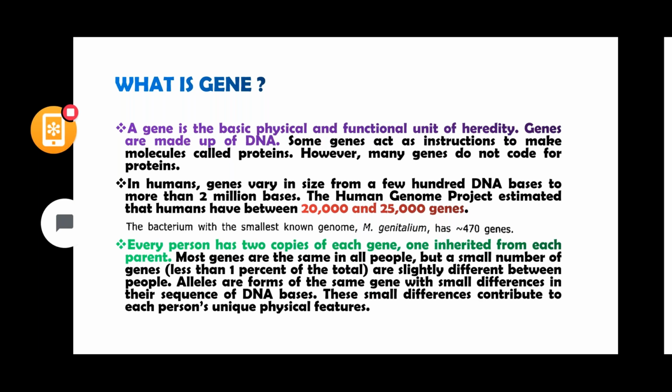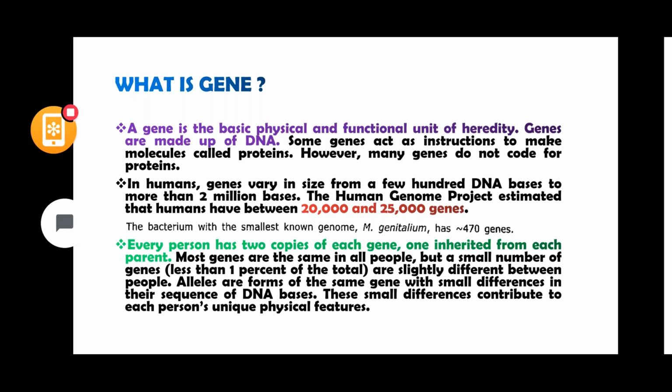So these genes act as an instruction to make RNA sequences, and finally these give the instruction to make a protein. These proteins help to regulate our body's metabolic processes and are one of the functional units of life. However, many genes have been found that do not code for proteins.